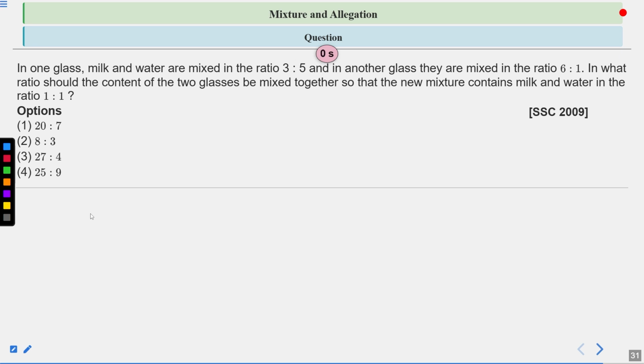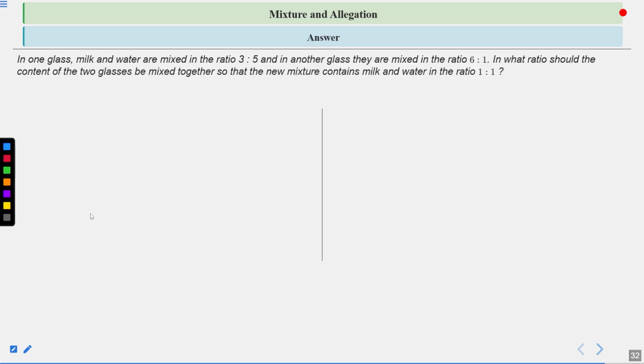Now time's up. Let's see the solution of this question. The question says that in one glass, milk and water are mixed in the ratio 3:5, and in another glass, they are mixed in the ratio 6:1. So the question is, in what ratio should the contents of the two glasses be mixed so that the new mixture contains milk and water in the ratio 1:1?